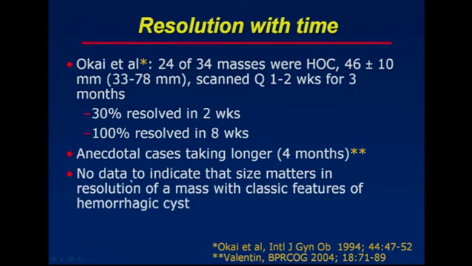Now, there are anecdotal cases, both reported in the literature and in my own experience, that take longer than 8 weeks. So, although 8 weeks is a very good time frame to expect all hemorrhagic cysts to have resolved, sometimes they take a little longer. There's really no data to suggest that the size of a hemorrhagic cyst really matters in its eventual resolution.